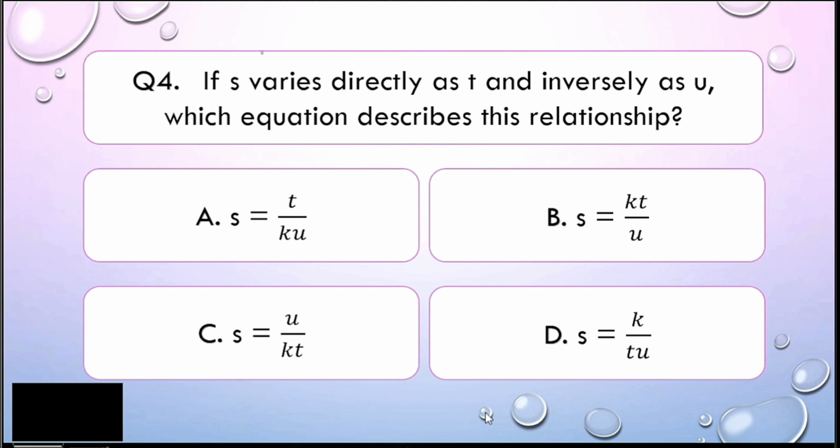If S varies directly as T and inversely as U, which equation describes this relationship? Is it A, S is equal to T over KU; B, S is equal to KT over U; C, S is equal to U over KT; or letter D, S is equal to K over TU? I'll give you 5 seconds to think about your answer.